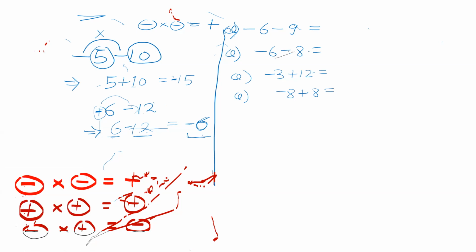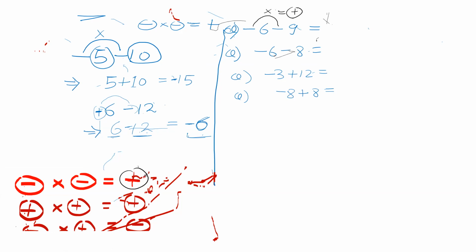Let's look at the first question here. Minus 6 minus 9. So as per the rule, what will happen here? This minus sign will go in multiplication with 9. That's the first step. So what will we get here? We will get a plus sign, because minus multiplied by minus gives us a plus sign.